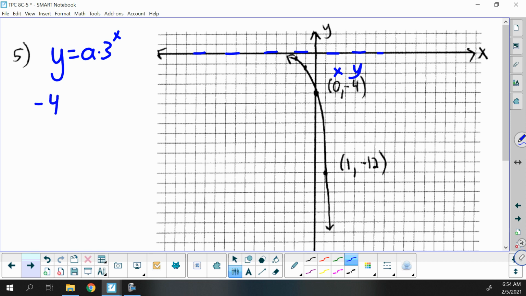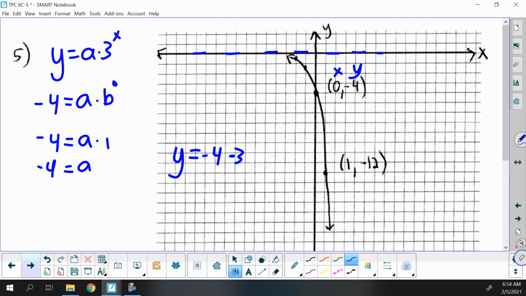So negative 4 is going in for y, and we'll have a times b to the 0. So negative 4 is equal to a times 1. Anything to the 0 is just 1. And a times 1 is a, so we get a is negative 4. So our equation is y equals negative 4 times 3 to the x. That's a dot, not a minus.